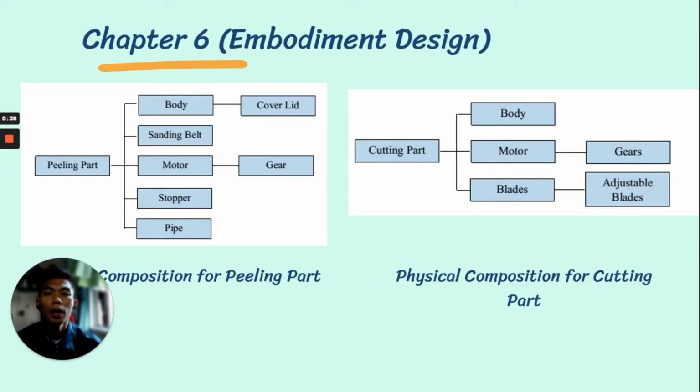Chapter 6, Embodiment Design. In Chapter 6, I will discuss the embodiment design. Embodiment design is one of the main stages of the product design process in which the main engineering product design concept is developed. Our product is divided into 2 main parts, which are the peeling part and the cutting part, as you can see in the slide. Roughly, this is the physical decomposition chart for both main parts.